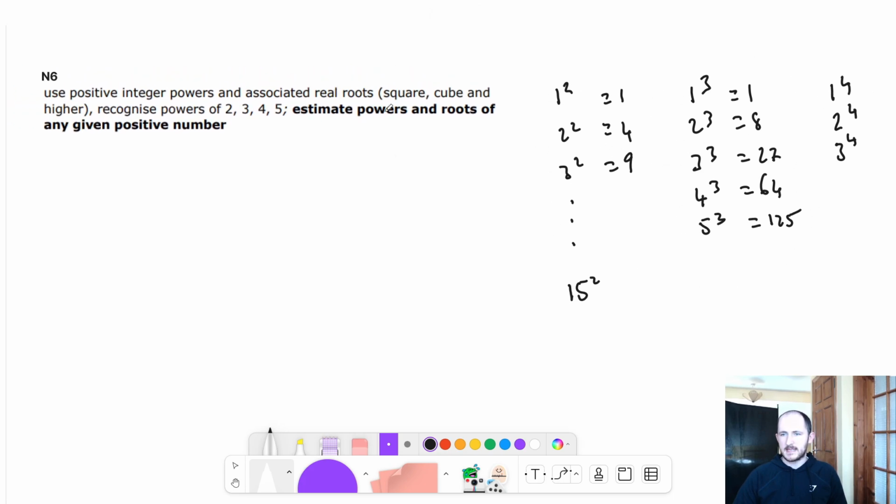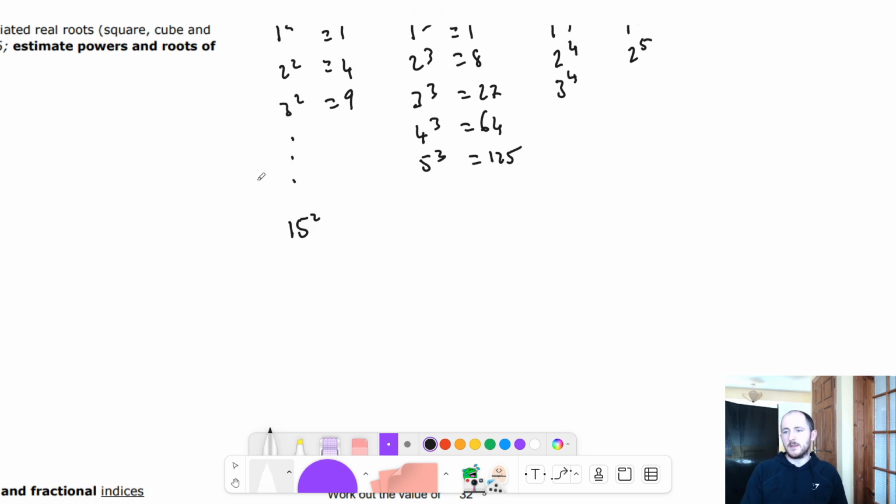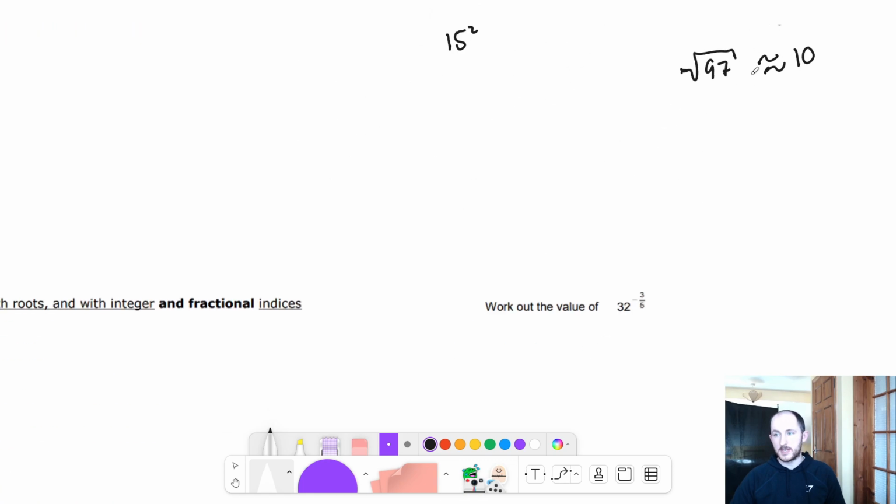And then it says estimate the powers. So what they might do is say, okay, so what is the square root of 97? And you should know that because 10 squared is 100 and 9 squared is 81, since it's closer to 10 squared than it is 9 squared, the answer is going to be approximately 10. Okay? Just less than 10.